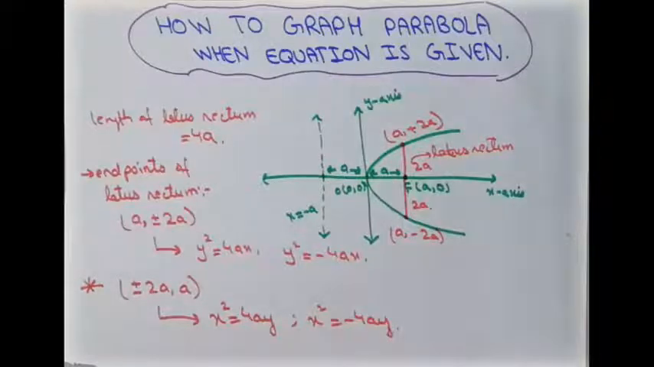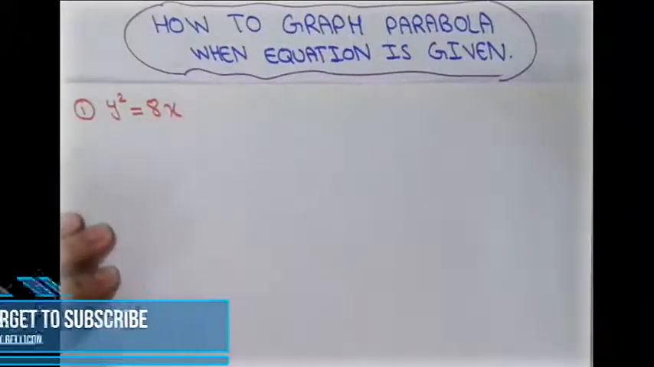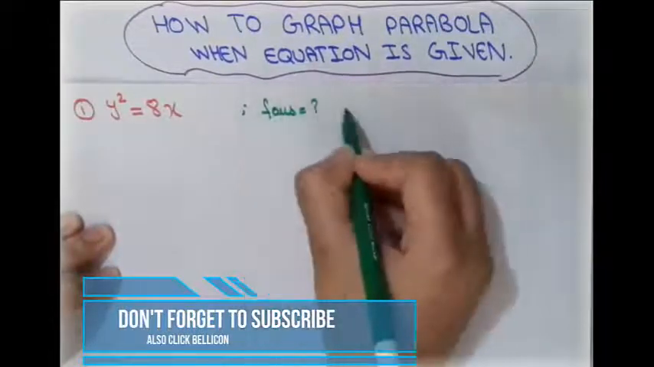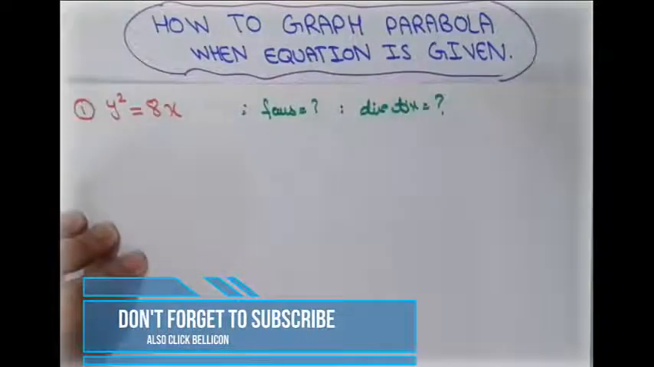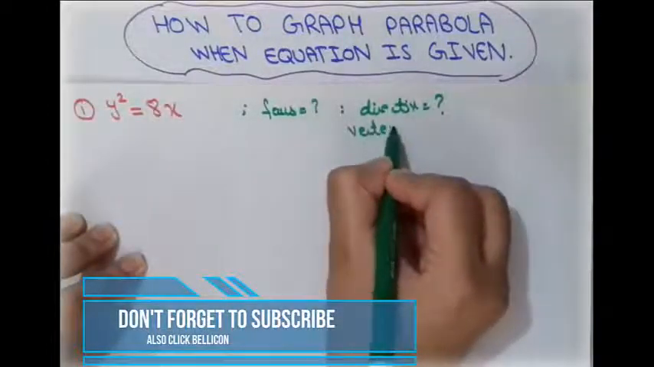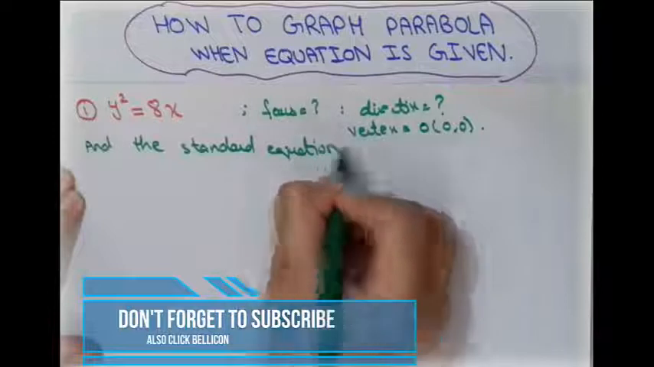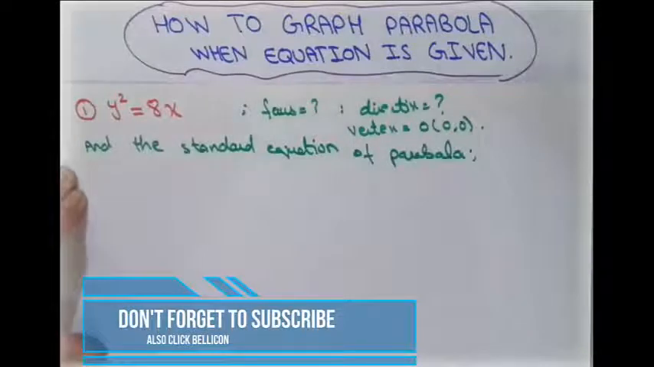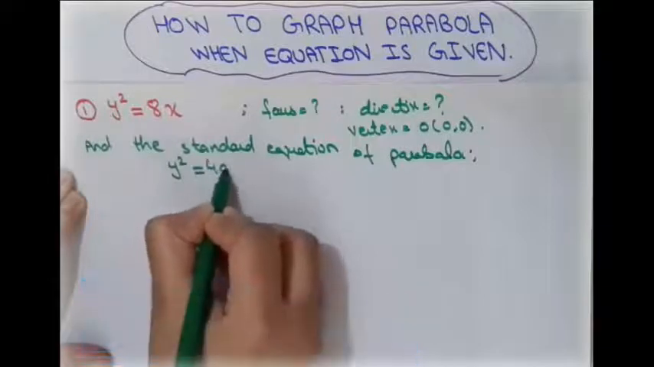Let us take the first example, where the equation is given and we plot a graph, and this equation shows a vertex at the origin. So we need to find the focus and the directrix. Then we are able to plot it on a graph. Looking at this equation, the vertex is the origin (0, 0). The standard equation of the parabola in that case, which we already derived in a previous lecture in a very detailed way, is y² = 4ax.